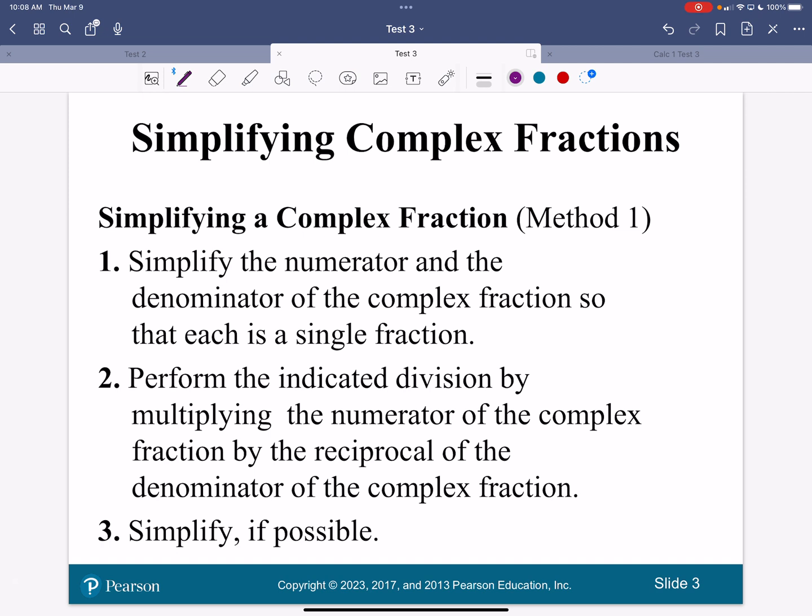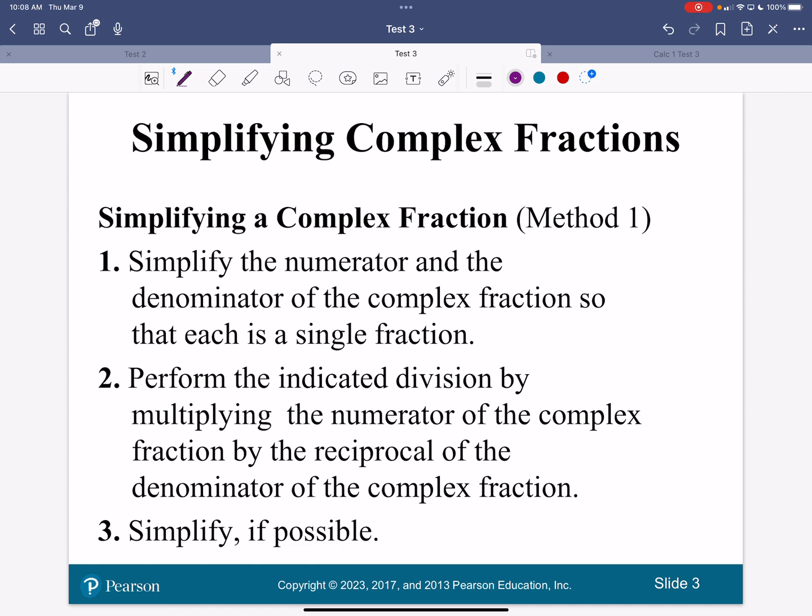Method 1. Simplify the numerator and the denominator of the complex fraction so that each is a single fraction. Okay? So you're going to focus on the numerator, simplify whatever you need to in the numerator, then you're going to focus on the denominator and simplify whatever you need to in the denominator.